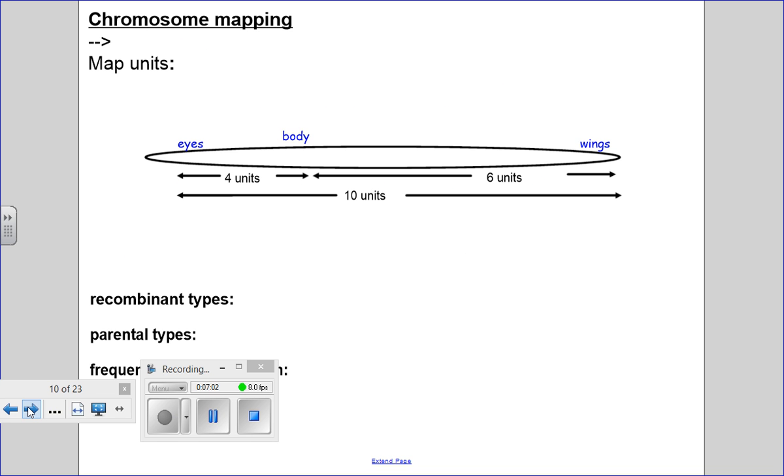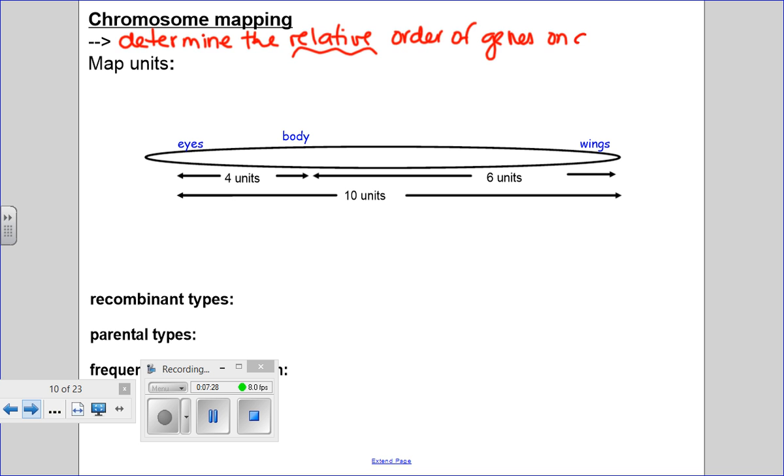So the actual process is called chromosome mapping, and this is the skill that you will need to be able to perform. There is regularly a question about this on the diploma exam. In chromosome mapping, we're trying to determine the relative order of genes on a chromosome.